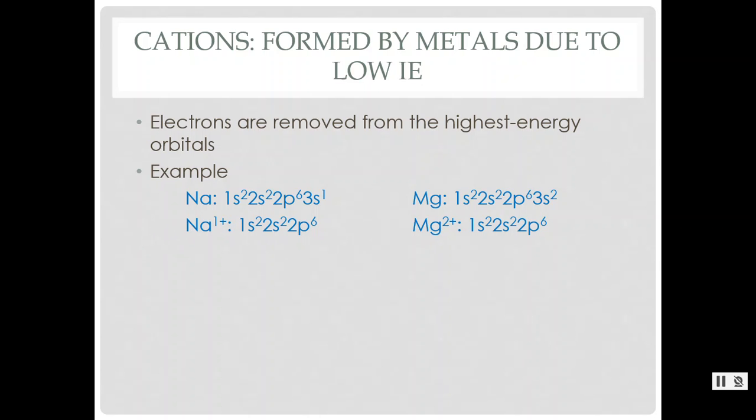Take-home point from this slide: cations are formed by the removal of the appropriate number of electrons. Those electrons are always removed from the highest energy orbital.